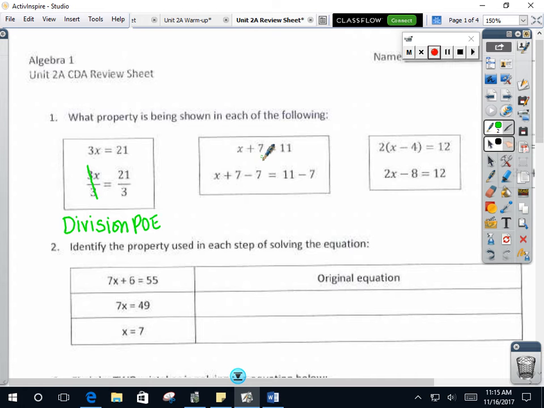Okay, box 2, we have x plus 7 equals 11. Then you see that they're doing what on both sides? Right, they're subtracting that 7 on both sides so that they can cancel out the 7 on the left. That is the subtraction property of equality, or property of equality for subtraction.